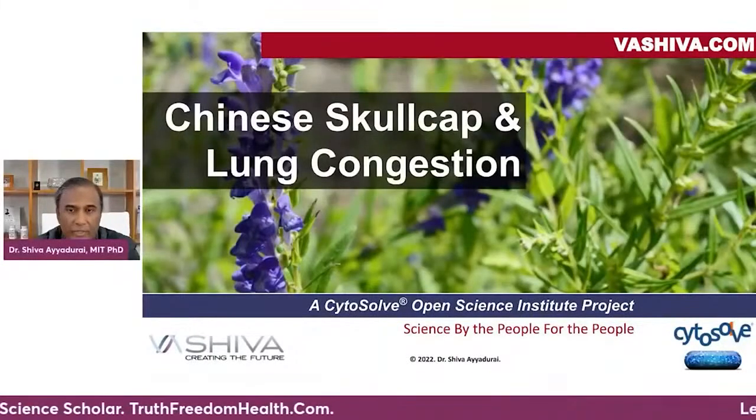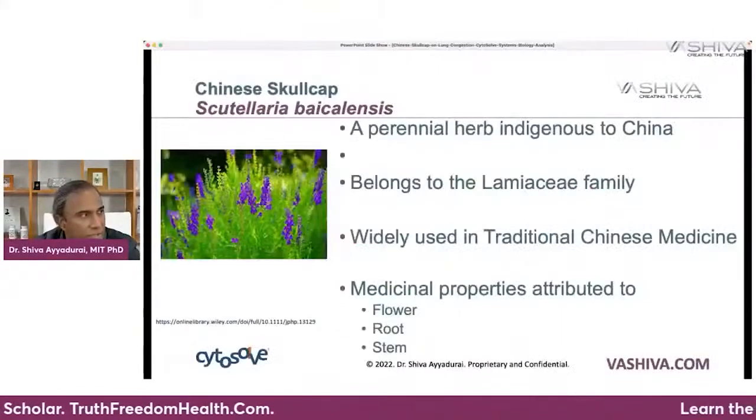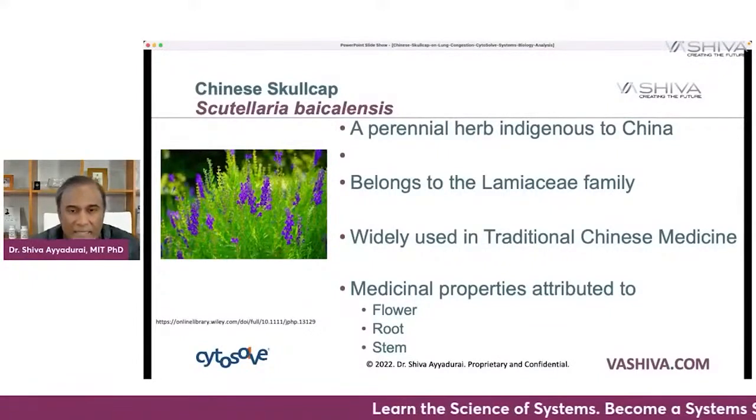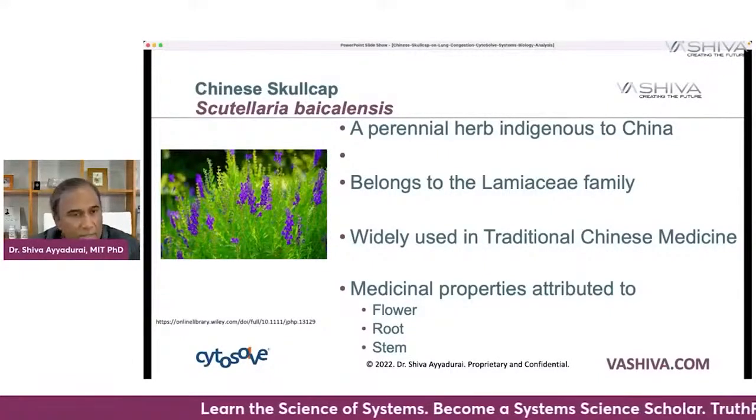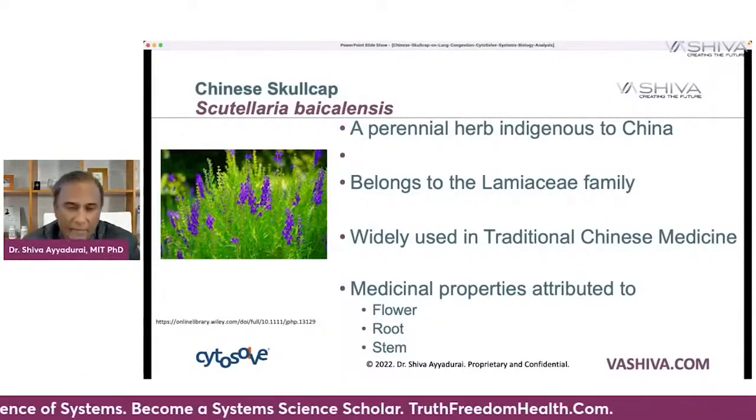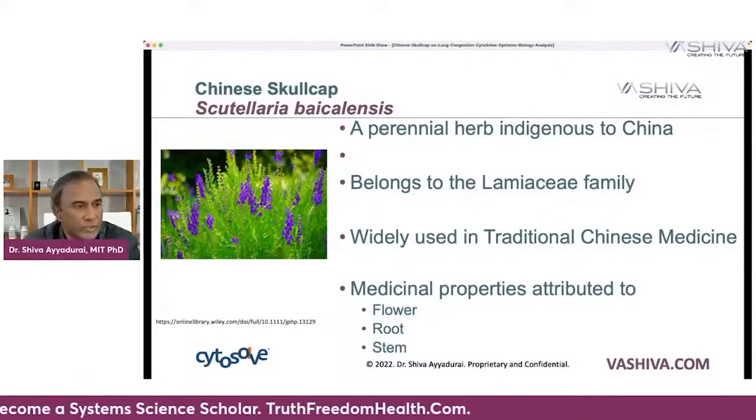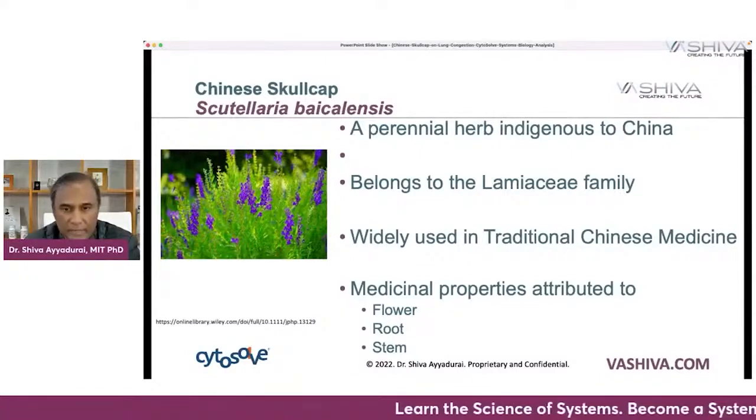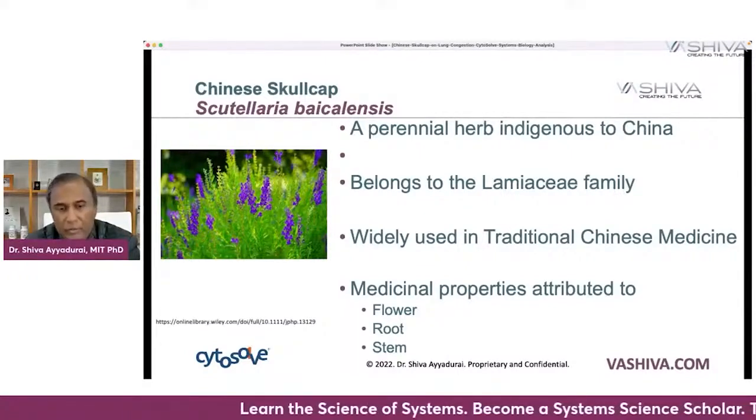It's a Chinese herb called Chinese skullcap. So first of all, Chinese skullcap is called Scutellaria baicalensis. It's a perennial herb. It's indigenous to China, and it belongs to the Lamiaceae family, and it's widely used in traditional Chinese medicine. And the properties that are attributed to its benefits are the flower, the root, and the stem.